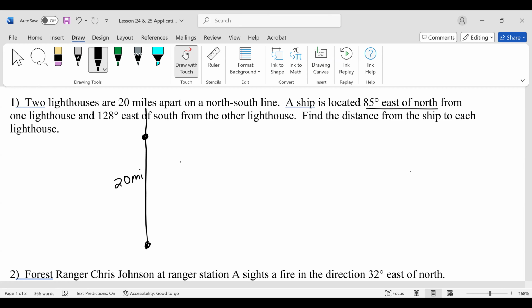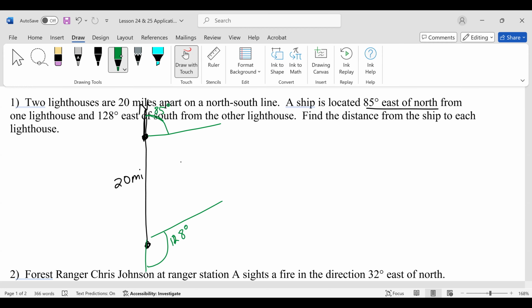So this is north going this direction, north, but we have to go east 85 degrees. So 85 degrees is more likely around right here. So 85 degrees. And then the other lighthouse is 128 east of south. So south is this way, and you're going to go east, which is this direction. This is about 128 degrees.